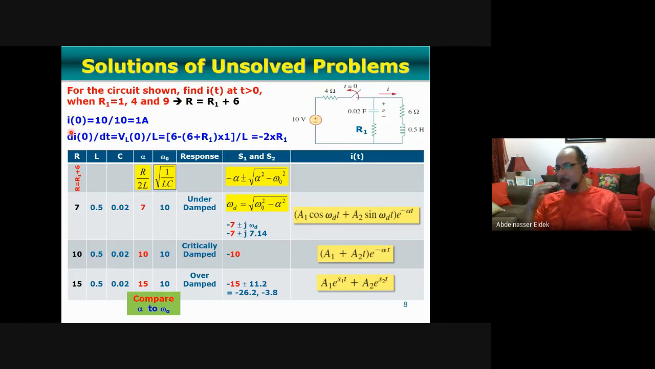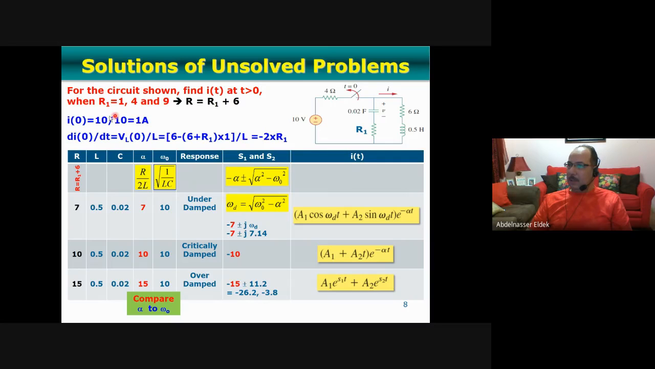Here is a similar example. By the way, this one here that has a solution for unsolved problems is one of the problems in the assignment. You will not find the solution in the handouts that you have in Canvas, but this is one of the problems in the assignment. So this is the solution.